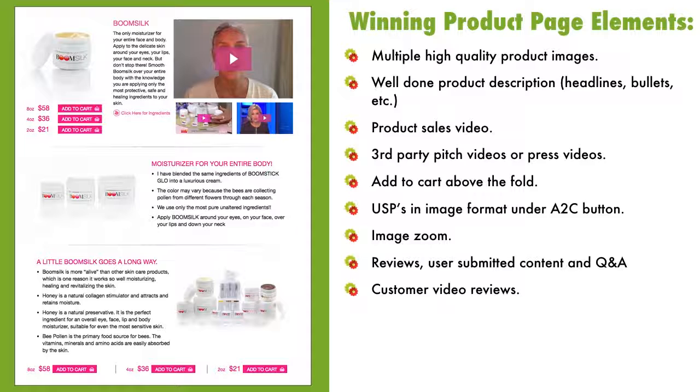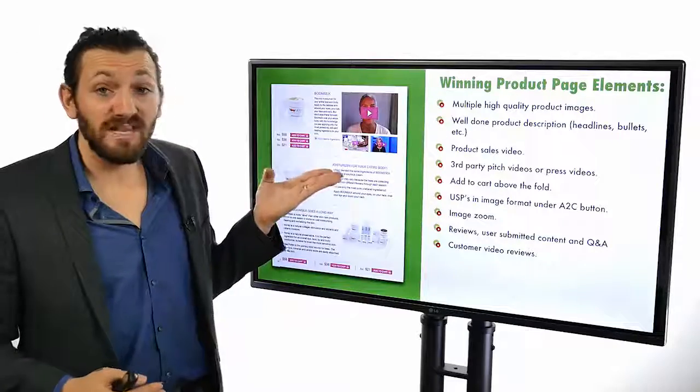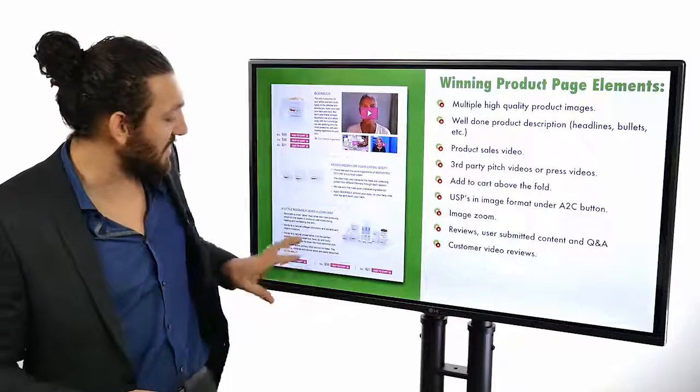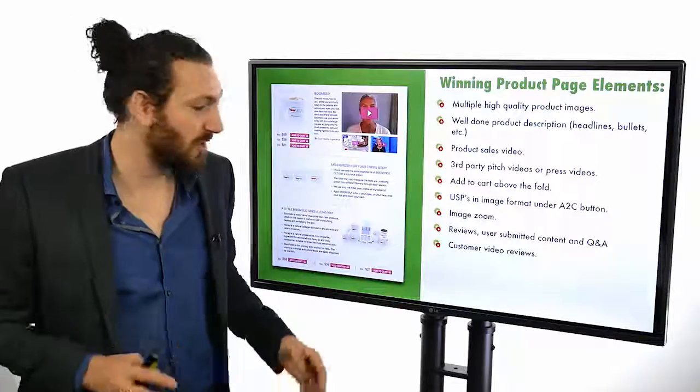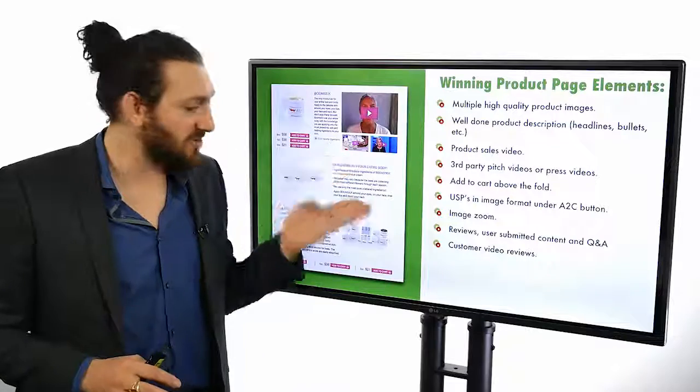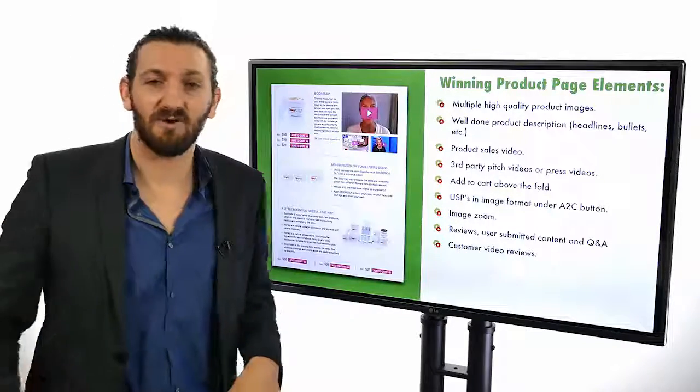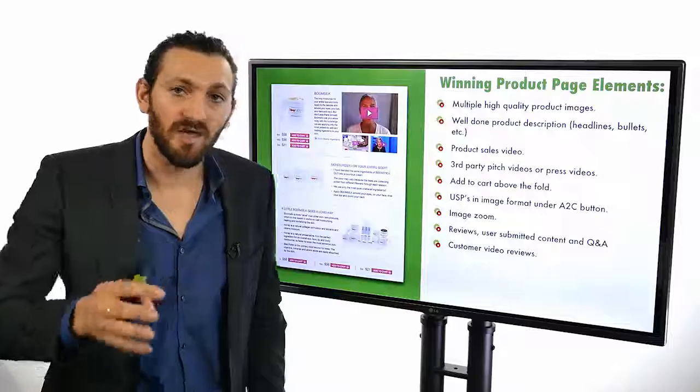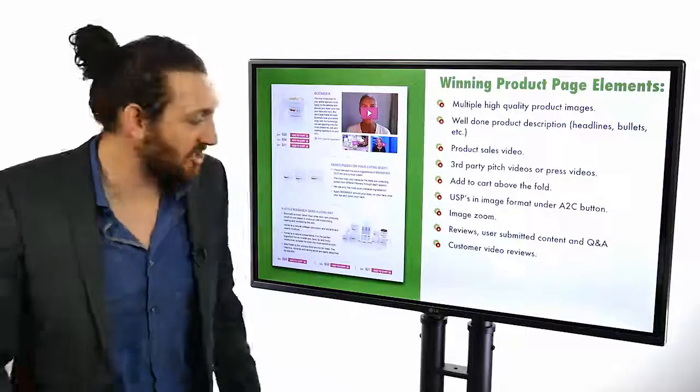And then we have customer video reviews. These are phenomenal. These are so good. This is the best kind of social proof you can have. Essentially, you're having customers review your products on video. The only difference between the third-party pitch videos and the customer video reviews, which I'll show you in a moment, are that these are professionally produced and these are not. These are shot on an iPhone by your customer. That's the only difference, but they're both arbitrary third parties pitching your products.